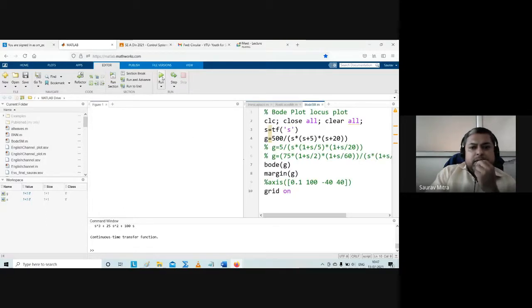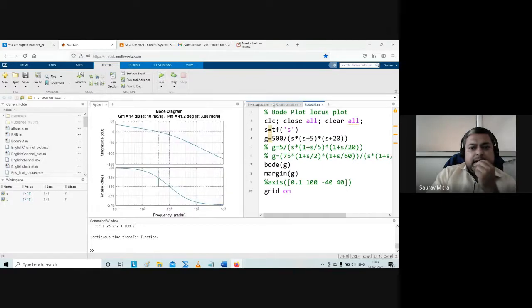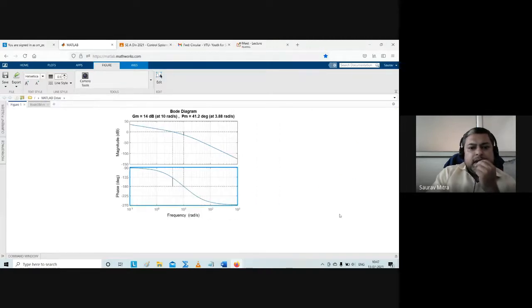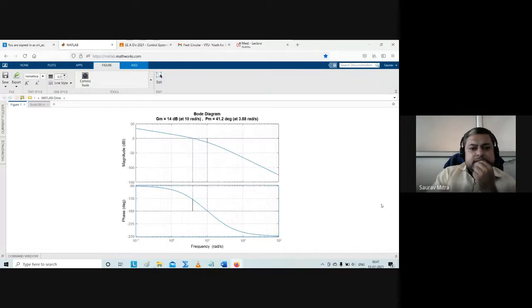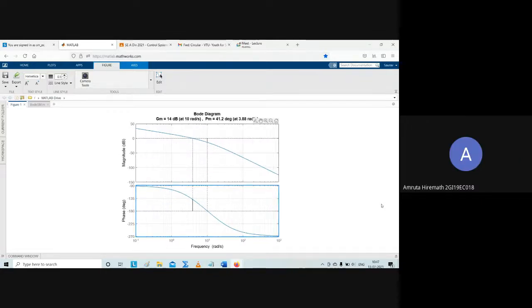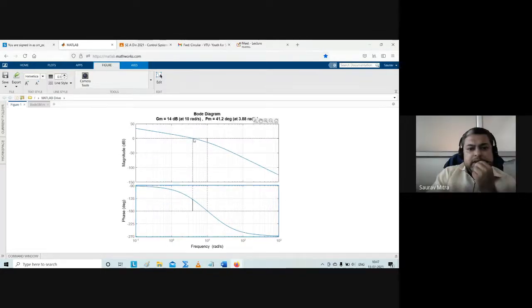Okay, so there was some problem with my execution. Now I have changed the code, and now it is coming. Is it visible to all? Yes, sir. Okay, so this is the point. This is the first point. This point is okay. You are saying 3.88 radian per second. So that is omega GC.